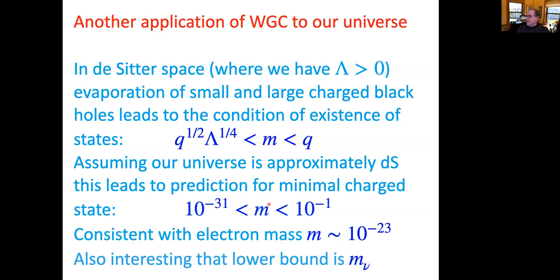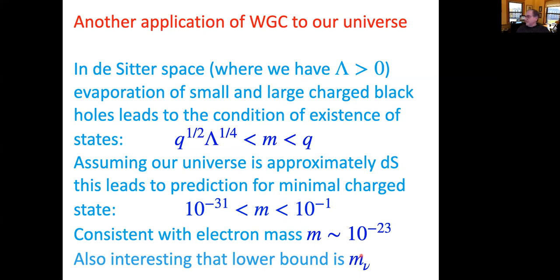So if you apply this to our universe, and you put in the value of the dark energy and the charge, you find that there must be elementary charged particles whose mass is between 10 to the minus 31 and 10 to the minus 1. An electron, being 10 to the minus 23, fits in that window. Well, this is slightly better than the previous prediction. It's still not something I'm terribly proud of because the range is still big, but you're beginning to see some specific quantitative predictions from string theory for how the elementary particles should fit, and lo and behold, they fit with what we have observed in the universe.